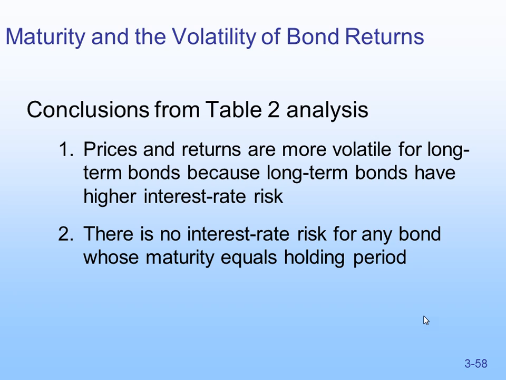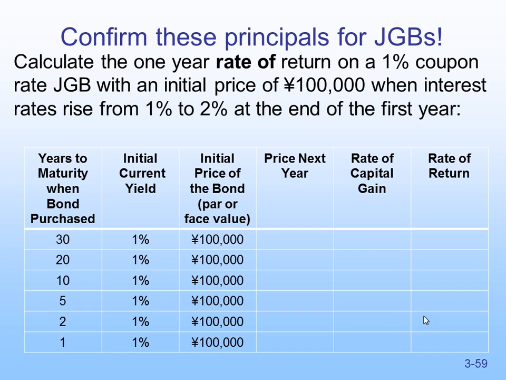It's a little bit harder than the ones you did so far, but I think it's doable. All right, try this for JGBs. I want you to calculate the 1-year rate of return, not the yield to maturity, the rate of return on a 1% coupon rate JGB. It has an initial price of 100,000 yen, but now we're going to say the interest rate doubles in Japan. It's not from 10 to 20, it's from 1 to 2. See if you can fill this in.